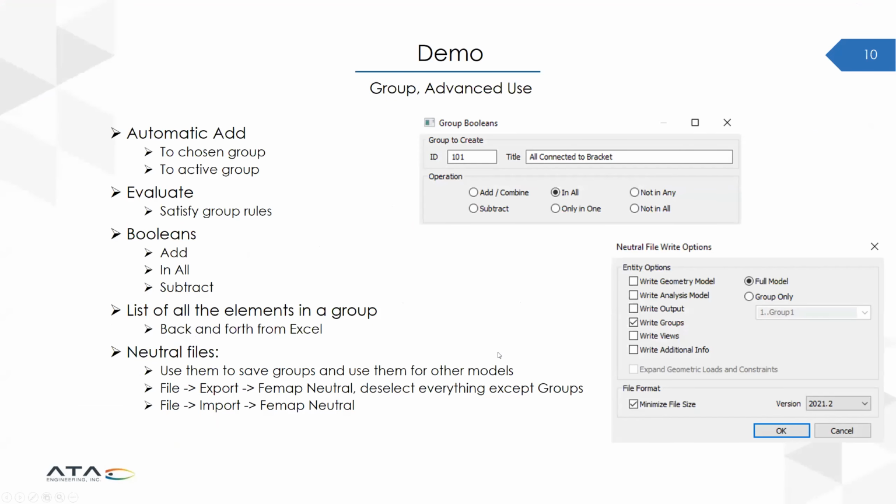All right, the next stuff that I'm going to go over is some advanced use of the groups. And this is all going to be under group operations. And that's automatic add, evaluate, and Booleans. So we'll go over all of those options that you have. And then I'll highlight a couple other things that you can do with groups, such as listing all the elements or nodes by ID into another program like Excel or a text editor or something like that. And then also how to use groups with neutral files.